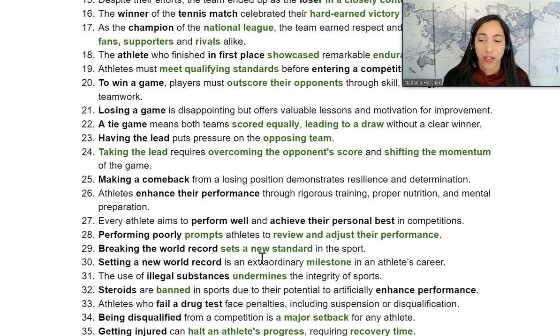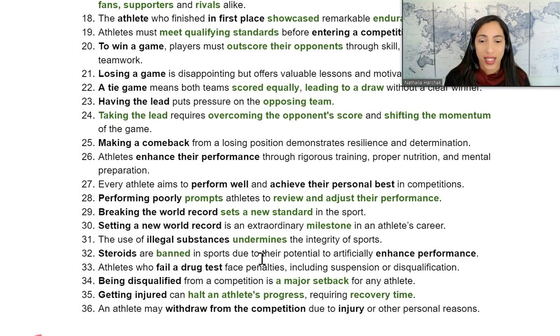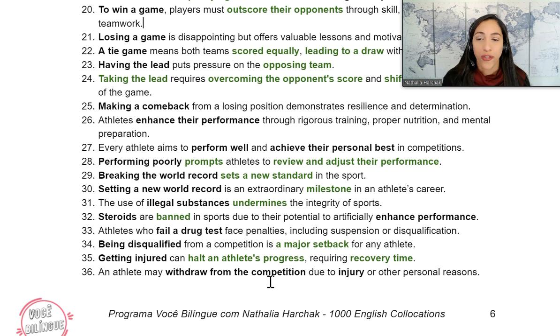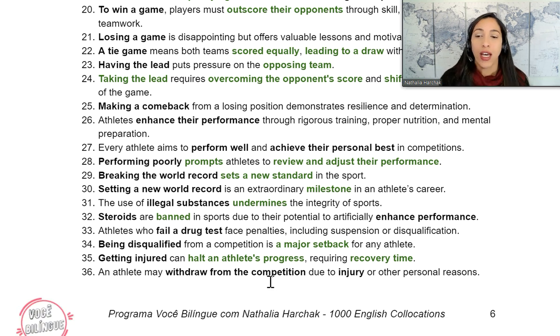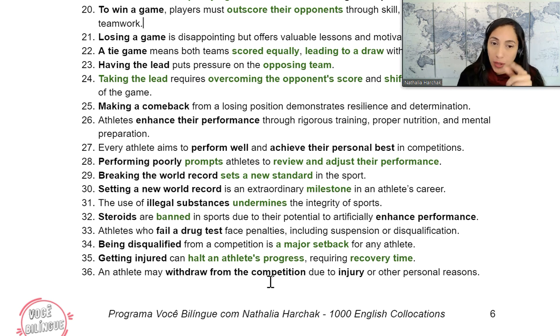Making a comeback from a losing position demonstrates resilience and determination. Athletes enhance their performance through rigorous training, proper nutrition, and mental preparation. Every athlete aims to perform well and achieve their personal best in competitions. Performing poorly makes athletes review and adjust their performance. So they start reflecting: I'm not doing this very well, I need to improve that.